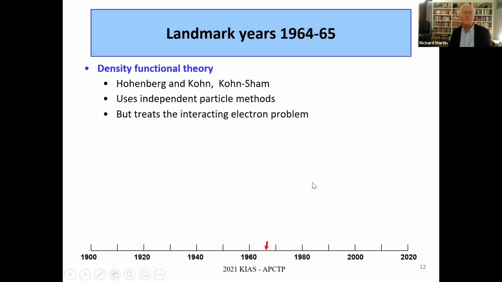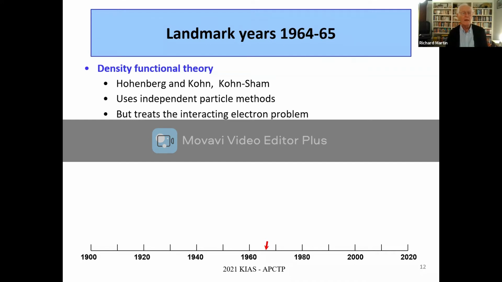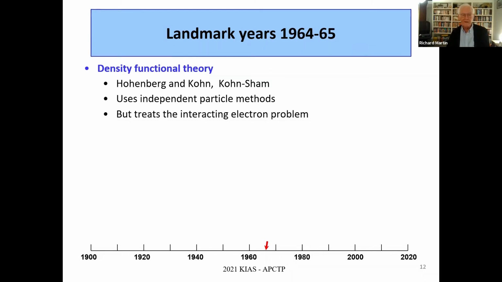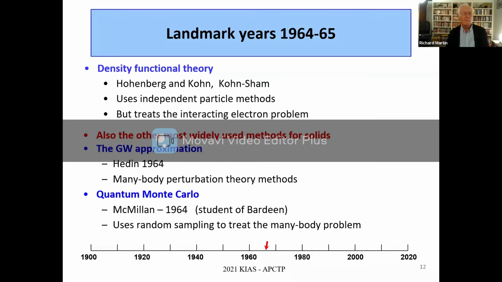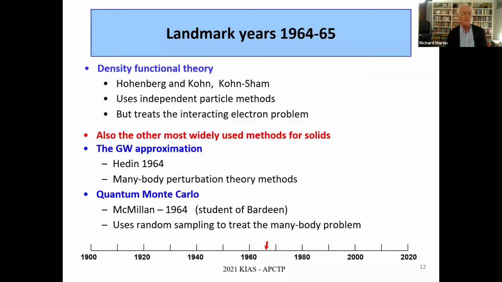So the landmark years that were a turning point for what one could do with quantitative calculations were 1964 and 65, particularly the work of Hohenberg and Kohn and Sham in setting up density functional theory. But it's also interesting to note that those very years were when the other most widely used methods for quantitative calculations in solids were developed. The GW approximation, which is a many-body perturbation theory, was formulated by Hedin in 1964.